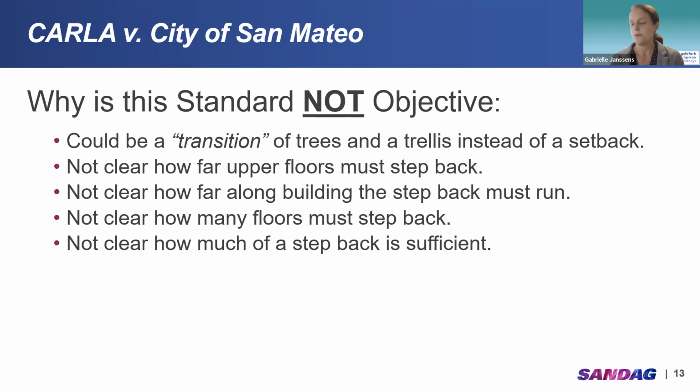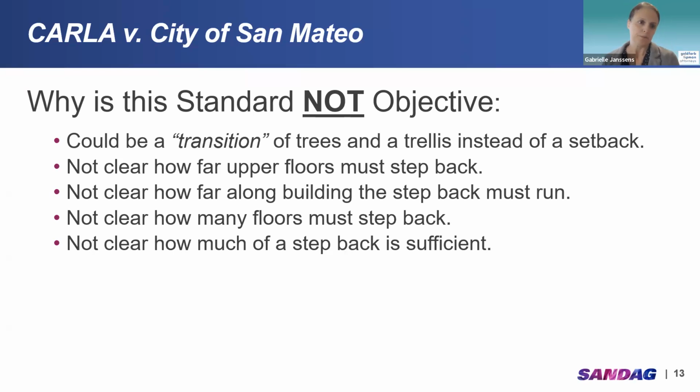So one of the questions is, well, what could be a transition? Could it be trees, which is what was originally proposed? Could you have a trellis instead of a setback? Like what was intended by setback? It was also not clear how far the upper floors had to be set back. Was 1 foot sufficient? Did it have to be more than that? We don't know. The standard, since we now know it's not objective, did not specify that.